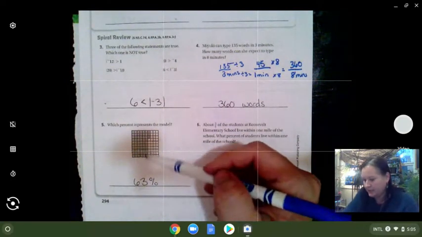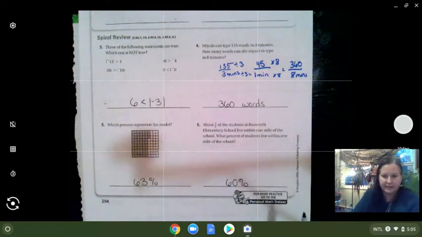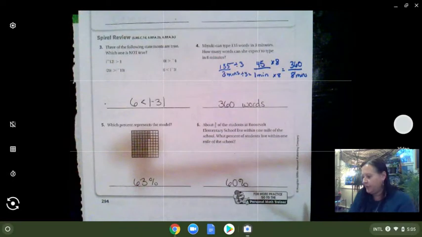What's this percent here that's modeled? There's 6 rows and then 3 hundredths, so 63%. Then it says about 3/5 of the students at Roosevelt Elementary School live within 1 mile of the school. What percent of the students live within 1 mile of the school?